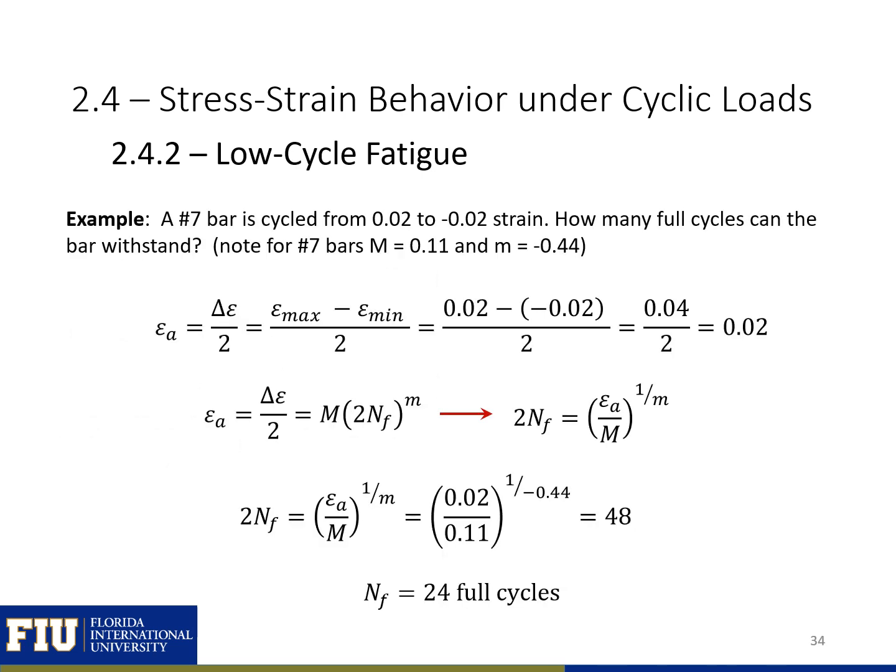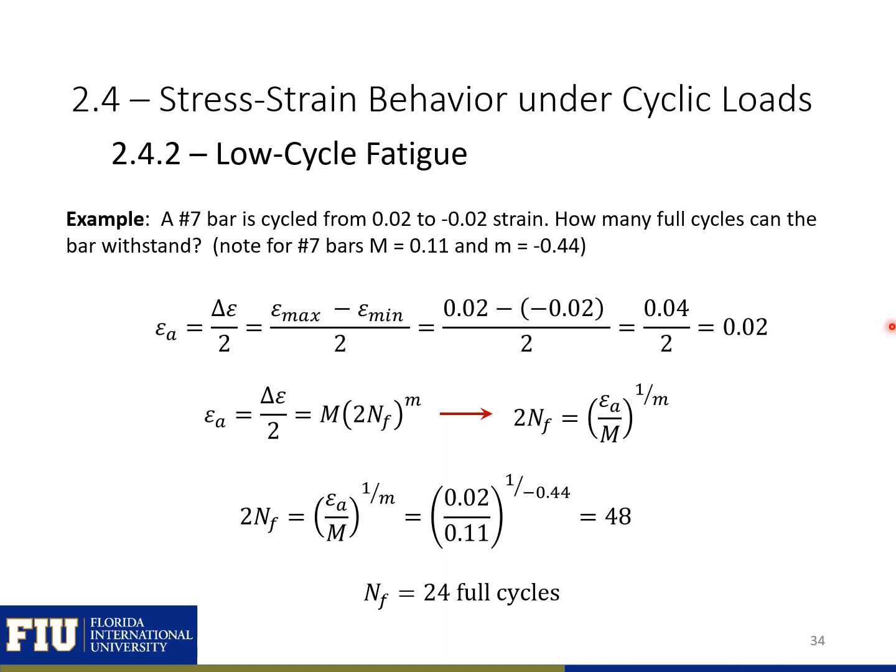In this slide, I give you an example problem to show you how you can calculate the number of full cycles required to cause low cycle fatigue in a reinforcing bar. So in the example, we have a number 7 bar cycled from 0.02 to negative 0.02 strain. And the question is, how many full cycles can the bar withstand? Note from our table for our number 7 bars, our capital M is equal to 0.11 and lowercase m is equal to negative 0.44. And these, remember, are our experimentally derived constants.